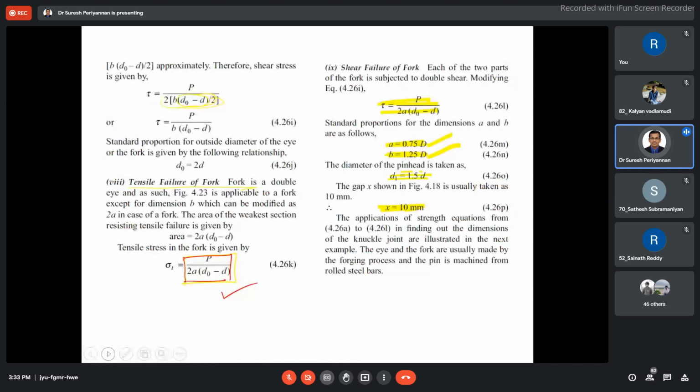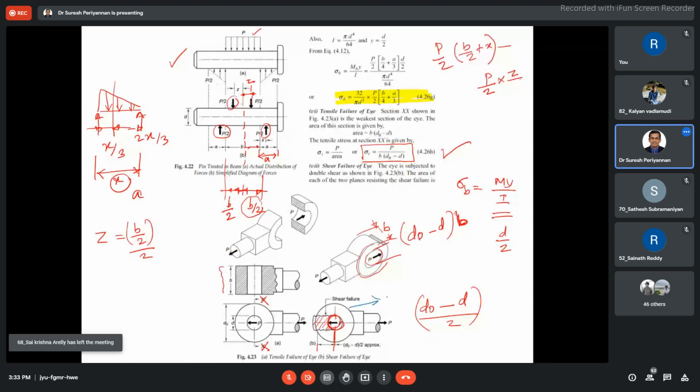Do you have any doubt up to this? What is this here? This is the thickness of the fork, 0.75 D from the design data book. B is the thickness of the eye end, I mean, this is 1.25 D. This is the diameter of the rod. This is the diameter of the pin head, 1.5 D. These are the standard things we have to use. Here, this is D naught. What is D naught? D naught is the outer diameter of the fork or eye end. Here, this is the outer dia.